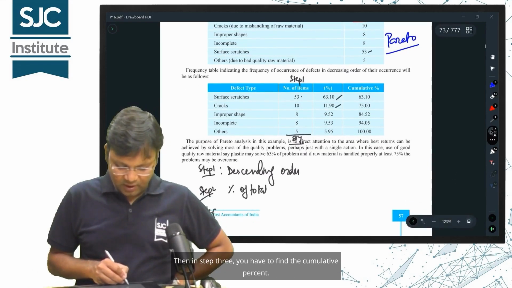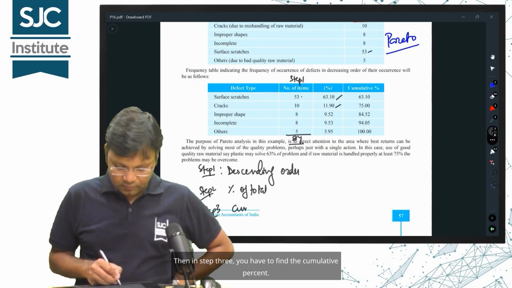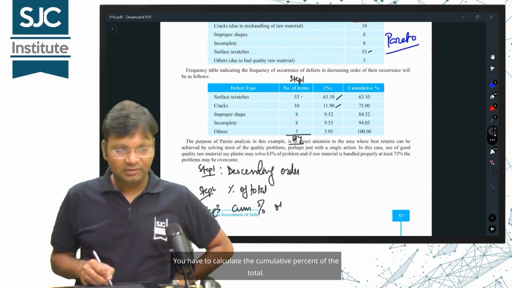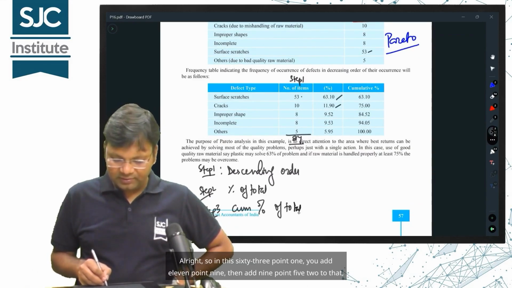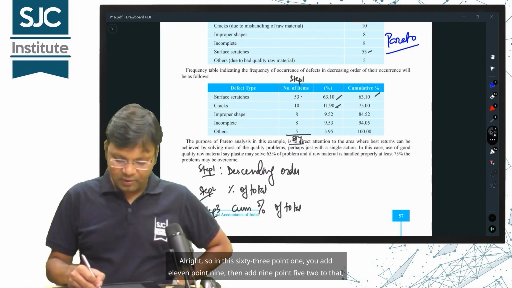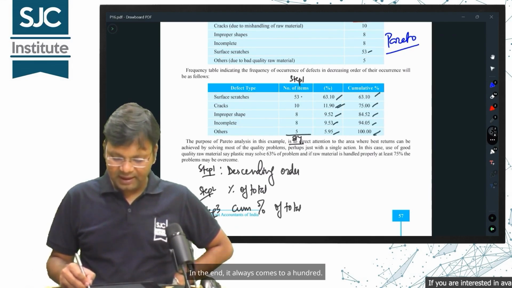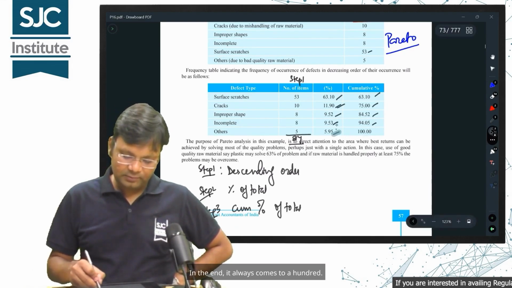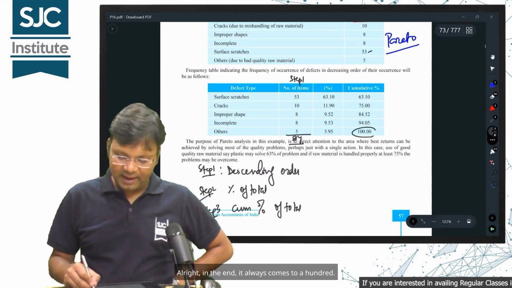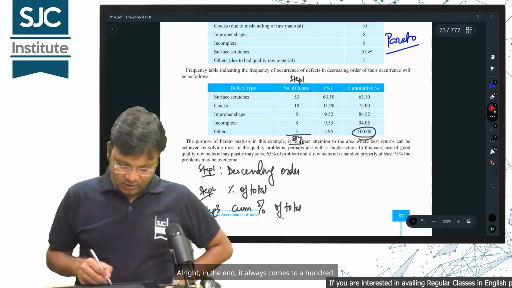Then in step 3, you have to find the cumulative percent. You have to calculate the cumulative percent of the total. Alright, so in this 63.1, you add 11.9, then add 9.5 to that, then add 9.53, and then add 5.9 to this. In the end, it always comes to 100.